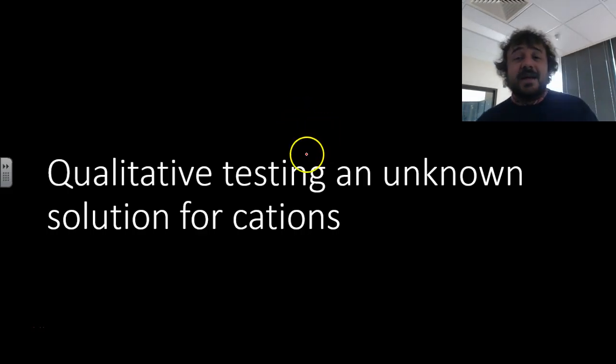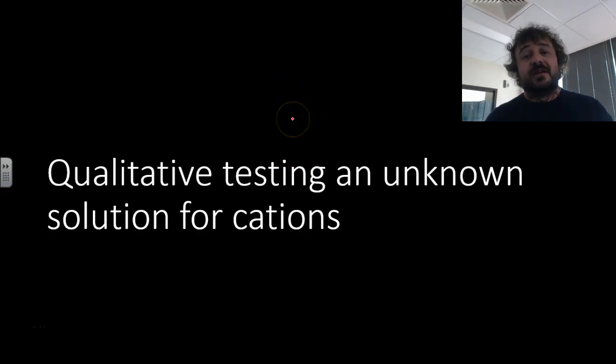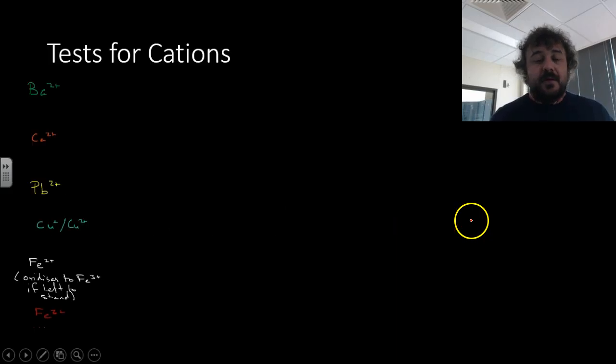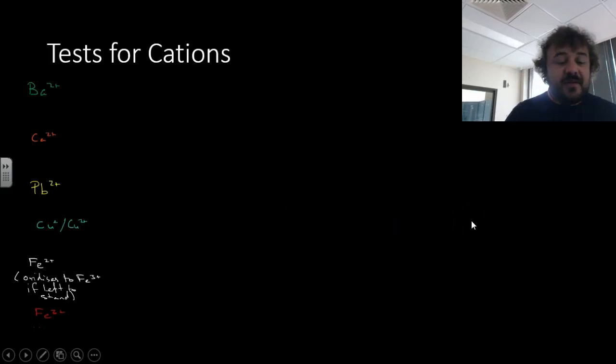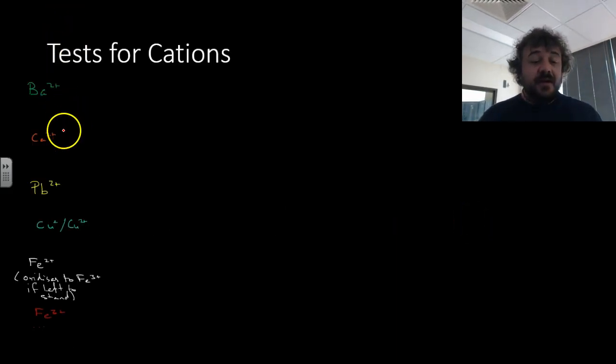So let's have a look today at some qualitative tests we could do for cations or positive ions. So these are the ions we're going to test for. We start with barium, down to calcium, lead, copper. There's 2 copper ions there, and there's 2 iron ions.